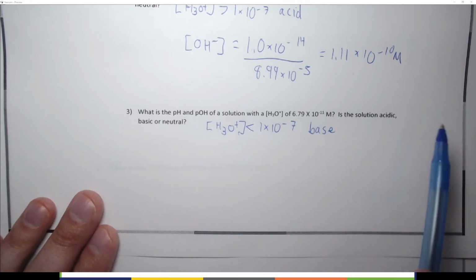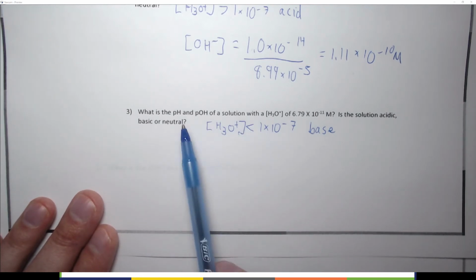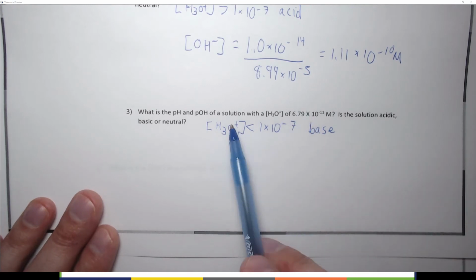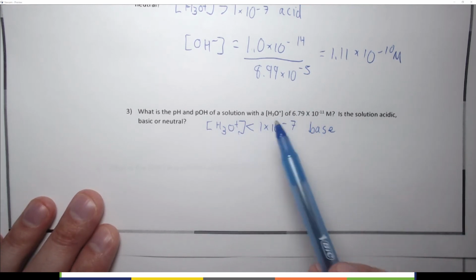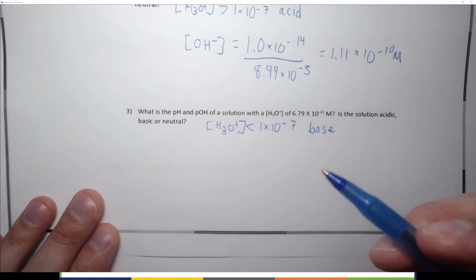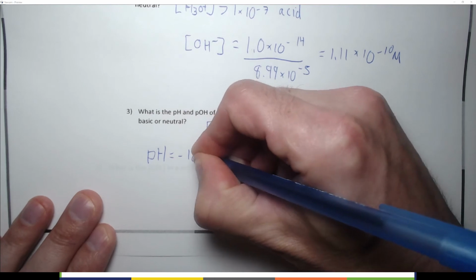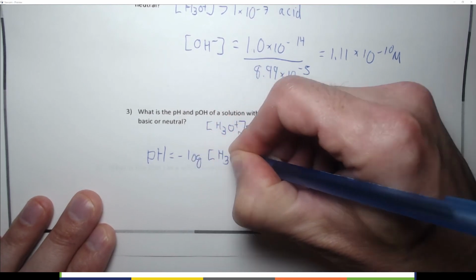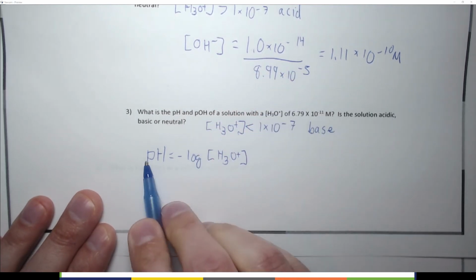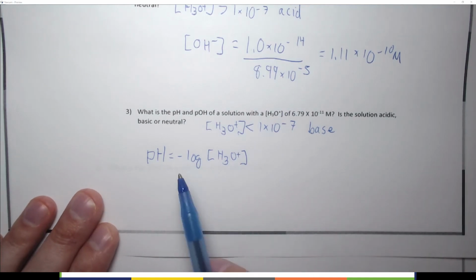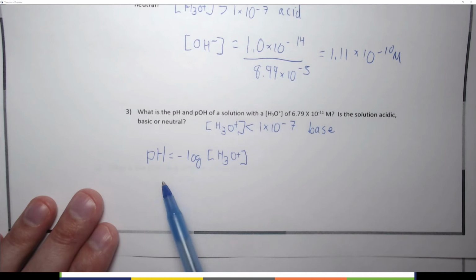Now there's lots of ways to find the pH and the pOH. But the way I'm going to do it is to find the pH and then find the pOH from the pH. So the pH equals the negative log of the H3O plus concentration. Remember, P means negative log of. We have pKa, pH, pOH. You don't want to have to learn those as 3 different things. It's just a negative log of whatever it is.